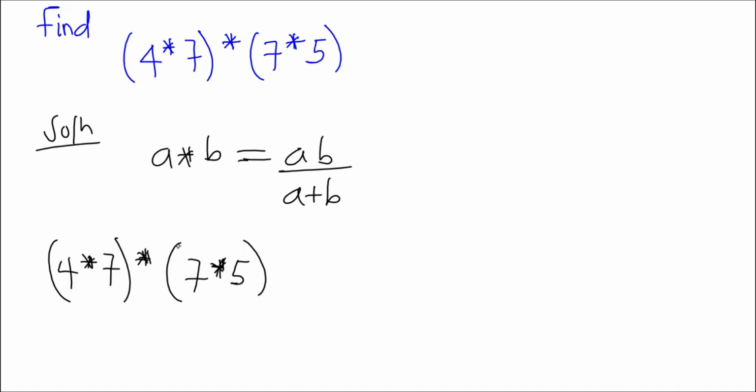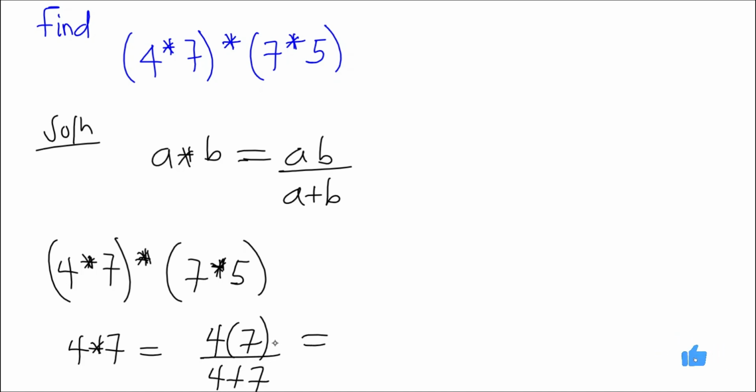So here we first have to find 4 star 7 with the same rule. It means that our A is 4 and our B is 7. So we are going to have 4 multiplied by 7 divided by 4 plus 7. 4 times 7 gives us 28, and 4 plus 7 gives us 11. That is 4 star 7.